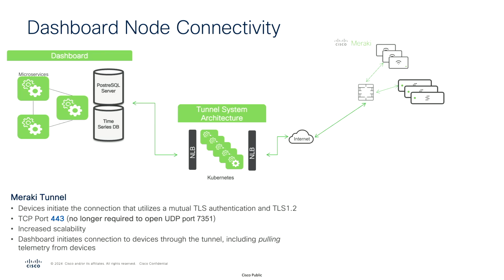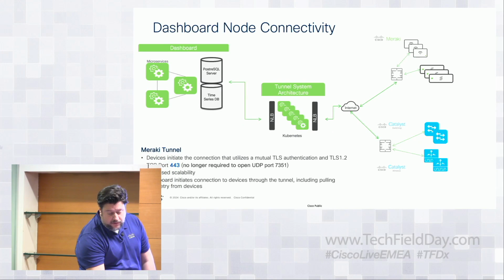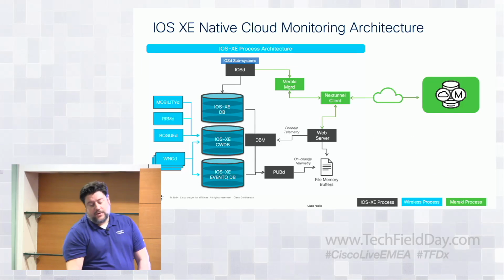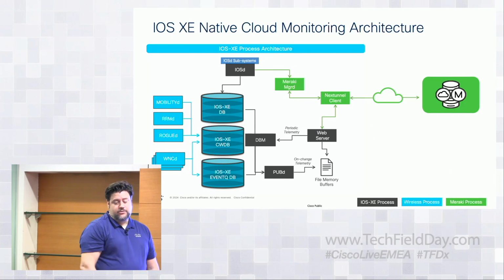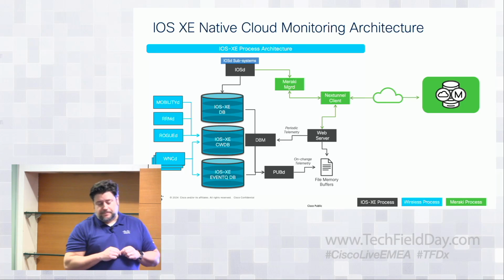daily, and now with Catalyst wireless and switching going to be using that same architecture, we expect that number of devices to continue to grow. So we want to take advantage of some of the same architecture the dashboard already has in place. To do that, we've done some updates to the IOS XE control plane, where we now have two new Meraki processes that are actually integrated and running right on the platform.